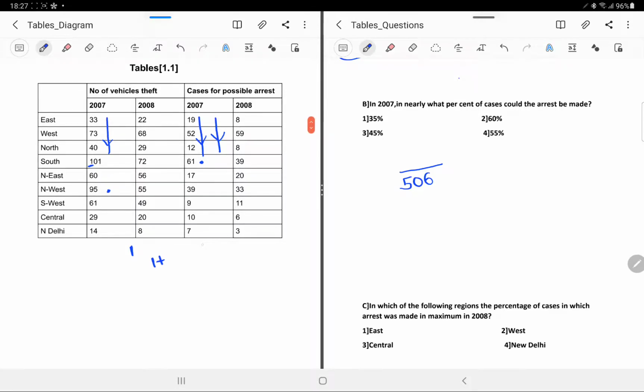44 plus 17 is 61. 61 plus 39 is 100. So carry 1. Now 9 plus 10 is 19. 19 plus 7 is 26. Okay, so this is 26, and if you carry this, this would be 226. So this is like 226 upon 506 into 100.